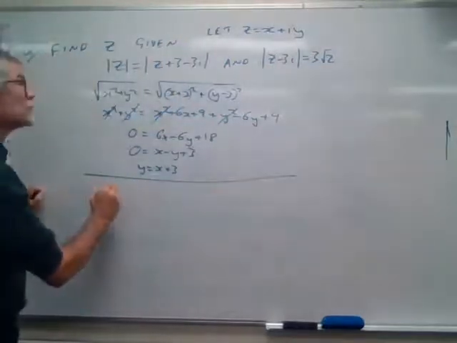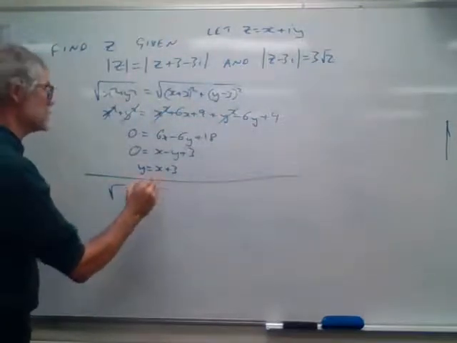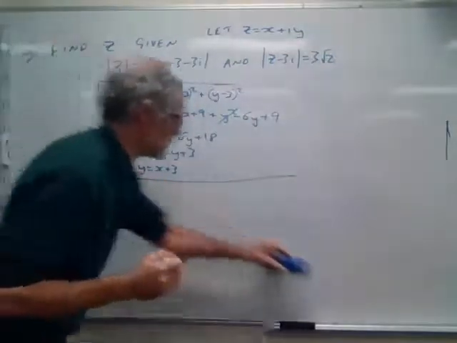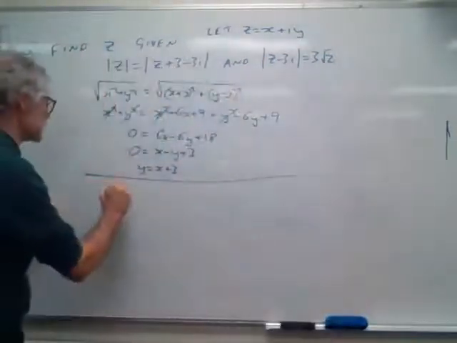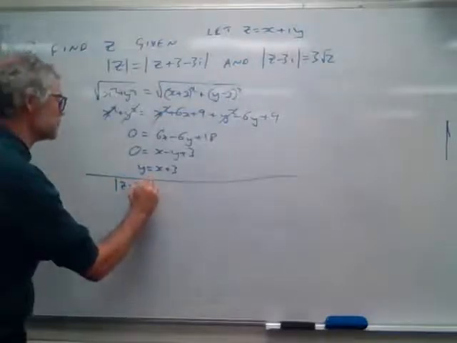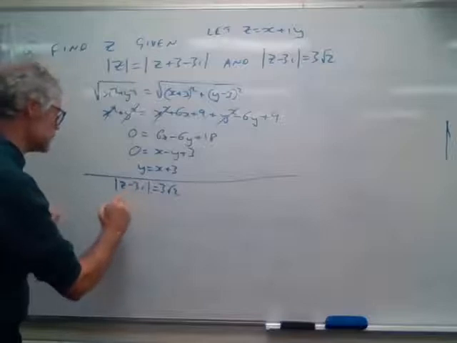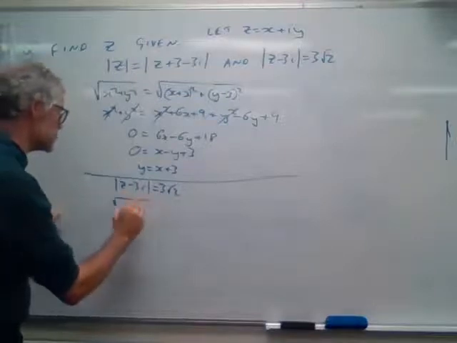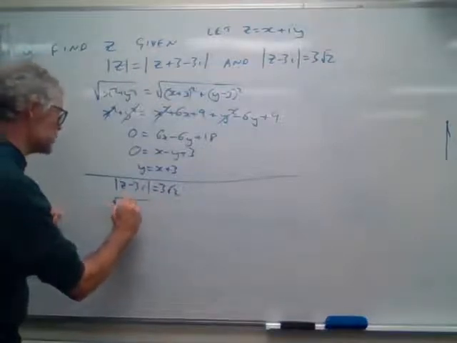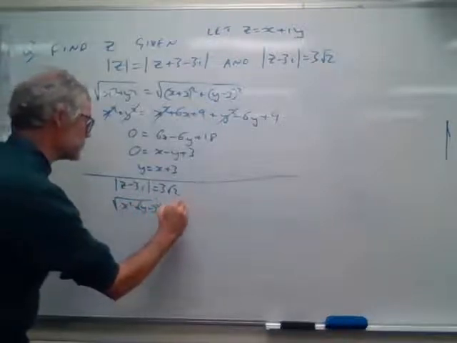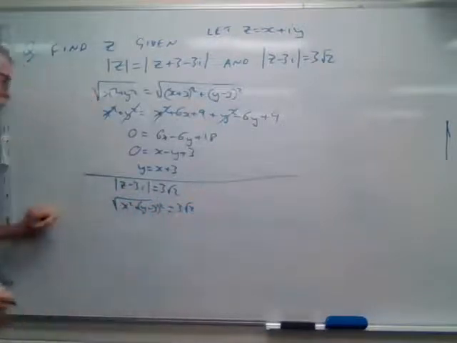We get the square root. I'll write the whole line of it in. We've got mod z minus 3i equals 3 root 2. This gives us the square root of x squared plus (y minus 3) squared equals 3 root 2.